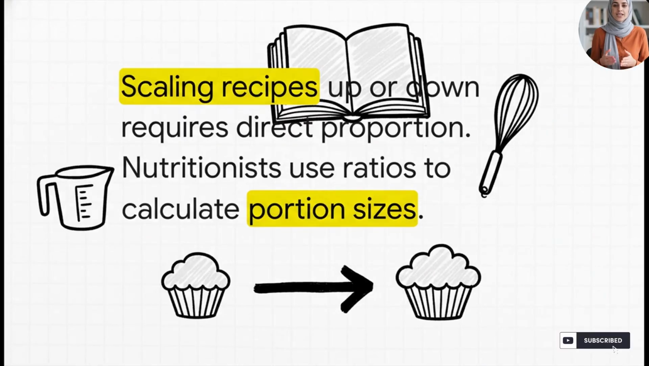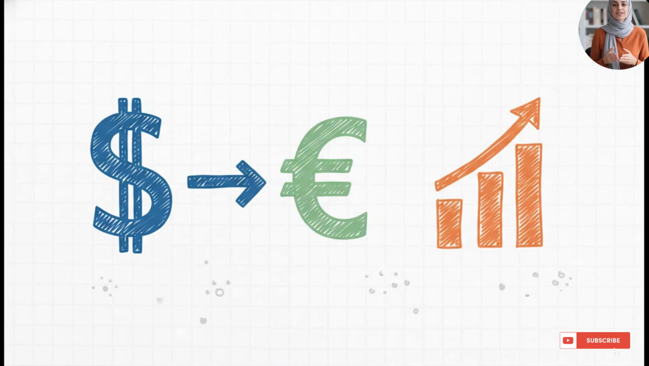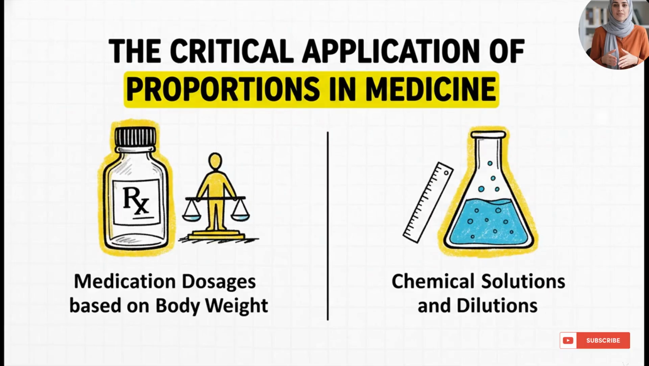Or how about just cooking? I am a terrible baker, I admit it, but when I actually need to make a recipe for more or fewer people, I have to use direct proportions to scale the ingredients. Otherwise, it's a disaster. And what about money? Proportions are all over finance. From figuring out currency exchange rates when you travel to a business calculating its profit margins, it all comes down to ratios.